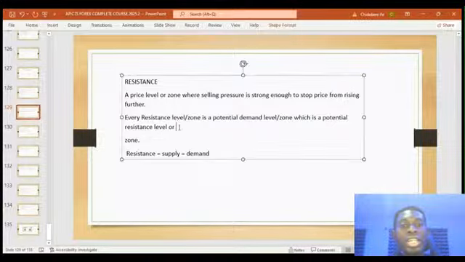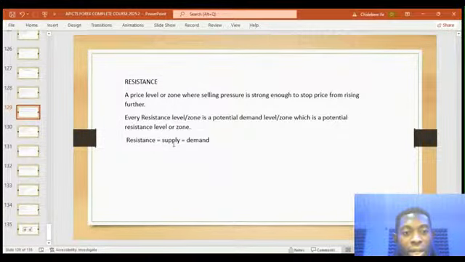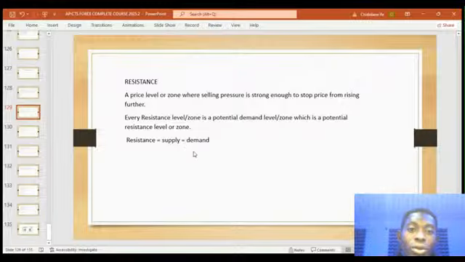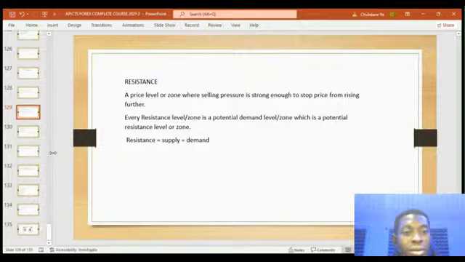A potential demand level also. So resistance equals supply and equals demand. The resistance level is the supply level, and the supply level can also become a demand level in the future. That's exactly what we're trying to say there. Resistance equals supply, which equals demand. It can also become demand in the future. That's what we're trying to say.